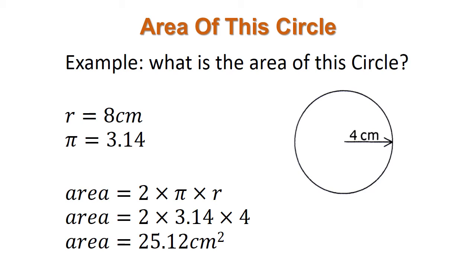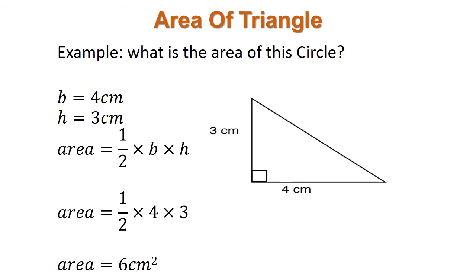Area equals 2 pi r, 2 into 3.14 into 4, we will get this. Area of triangle, half into B into H.